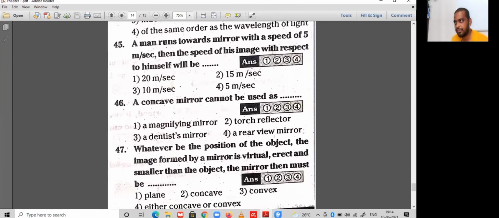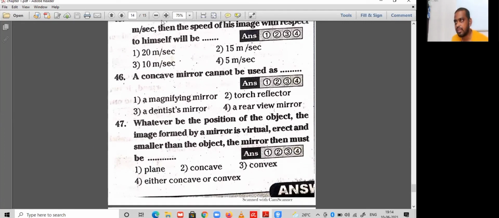Question number 46. A concave mirror cannot be used as a rear view mirror. It can be used for magnifying images, torchlight, dentist. It cannot be used as a rear view mirror. Why? Because when the object is placed beyond C, on C, between F and C, or at infinity, a real image will be formed, which will be outside the mirror. So we can't see such kind of object. For a rear view mirror, we will use a convex mirror. For the remaining 3 options, a concave mirror is a suitable option. But for the 4th option, we will not use the concave mirror. There we will use a convex mirror.